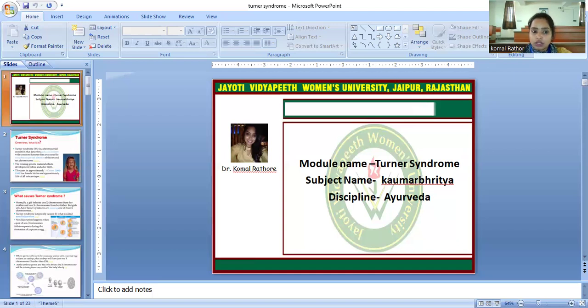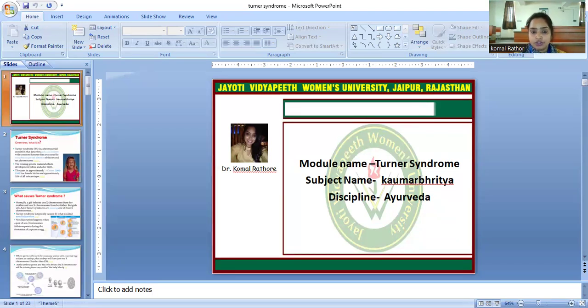So what is the cause? What is the cause of Turner syndrome? Normally, a girl inherits one X chromosome from her mother and one X chromosome from her father. But girls who have Turner syndrome are missing one of their X chromosomes.